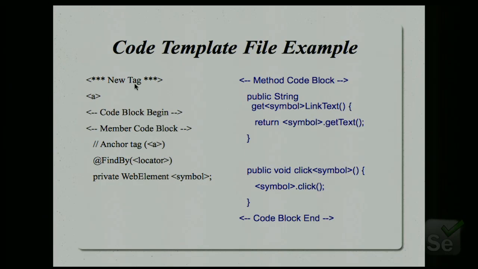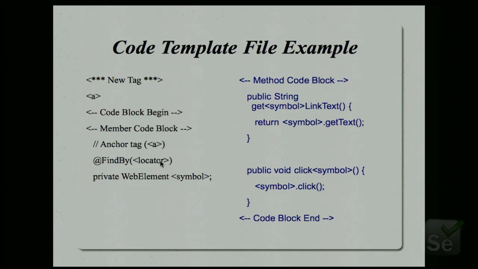And I've got some delimiters in here. This could almost be any string. It's just what I chose. I may change it later. I haven't necessarily decided I needed to use XML for this file. I figured I'd just keep it ordinary text. Then I put a comment line in here that would get generated. And then I've got my find by. And this is the parameter. It's a hook for where the locator will actually get generated.